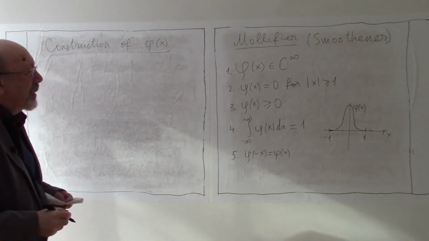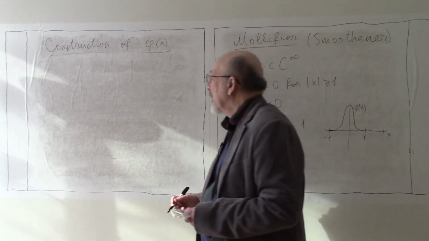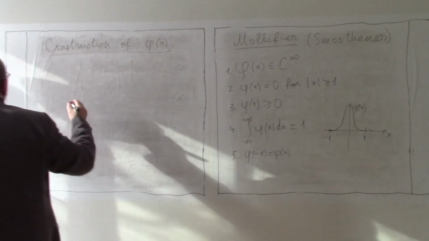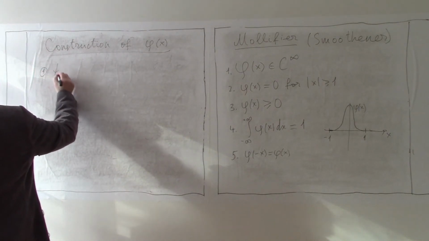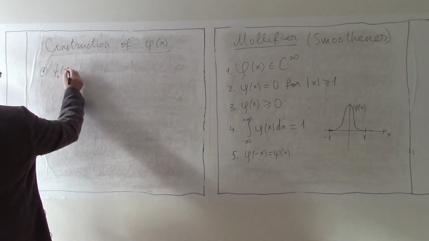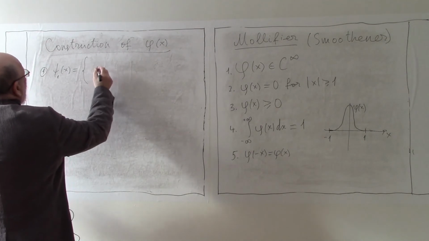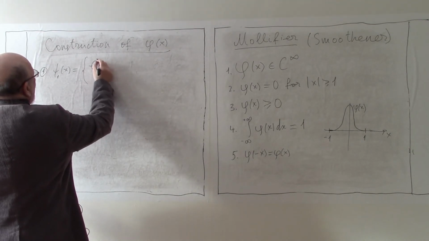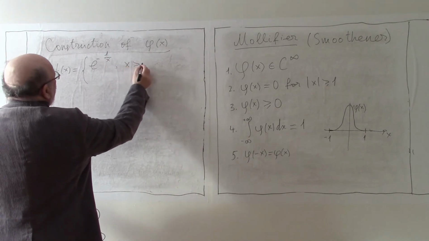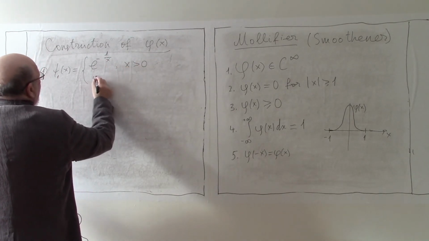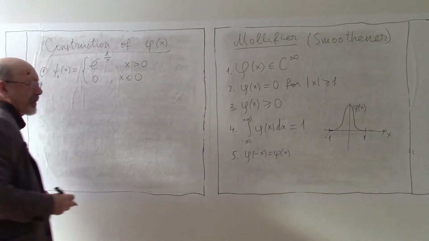Now the next is construction of the function itself, construction of this function phi of x. We construct it in a couple of steps. The first step, we define function psi1 of x given by the following formula: e to the minus 1 over x when x is more than 0, and 0 when x is less or equal than 0.